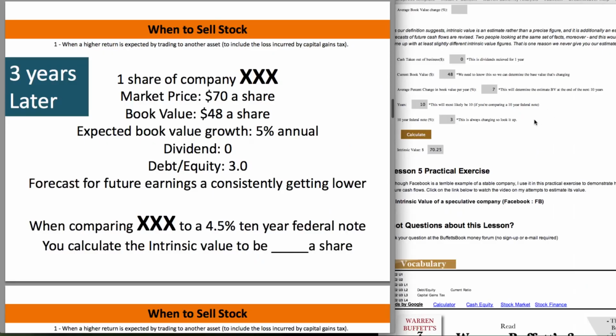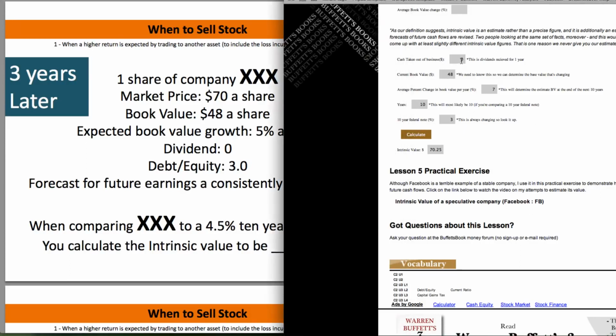Okay, so here we are back at the intrinsic value calculator again. You take the same path that we took before to get here. When we look at the cash that can be taken out of the business, it's still going to be zero because the company's not paying a dividend. Now, when we look at the current book value, it's still the same because the company didn't add any money to the book value.